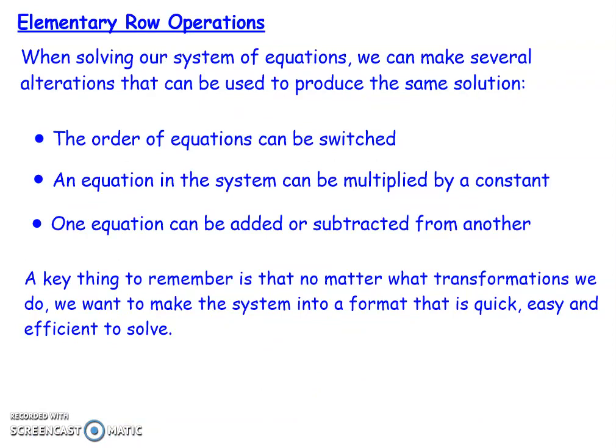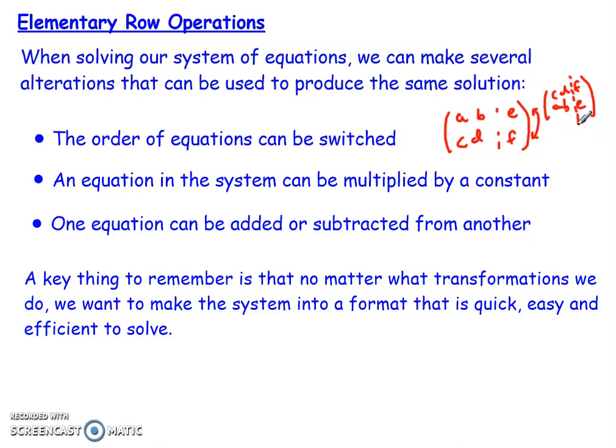So first thing we need to know is that when we're solving our system of equations, there are several alterations we can make that can be used to produce the same solution. So the first is that the order of equations can be switched. So what that means is, if I look back at the previous example where I had A, B and E, and I had my C, my D and my F, what that means is I could swap the two equations round. So I could rewrite it as C, D, F and A, B, E. And it should still produce the same solution overall.